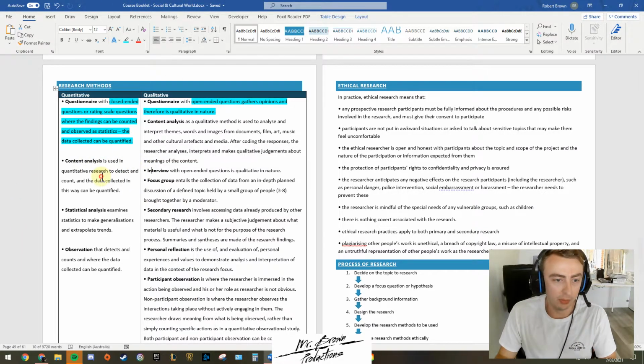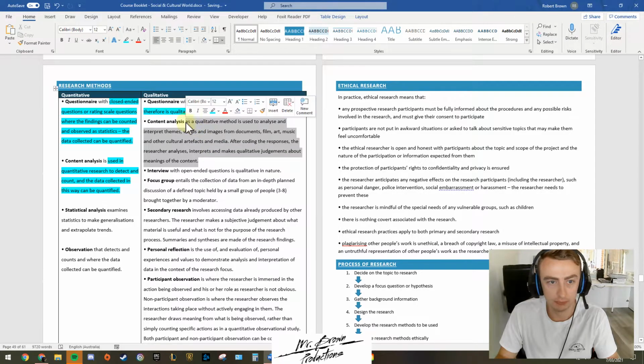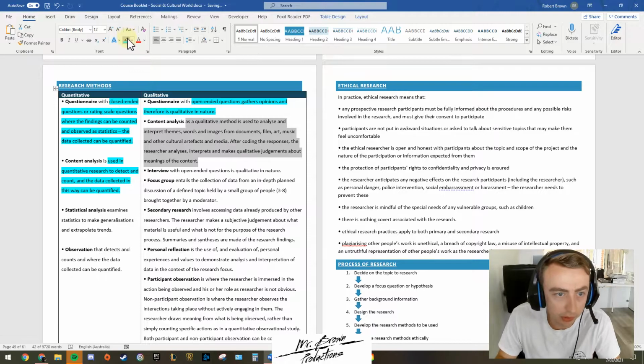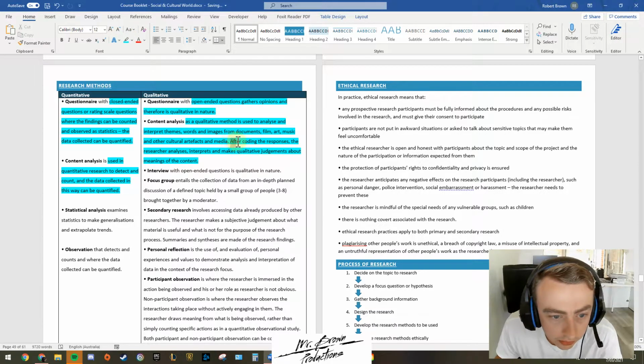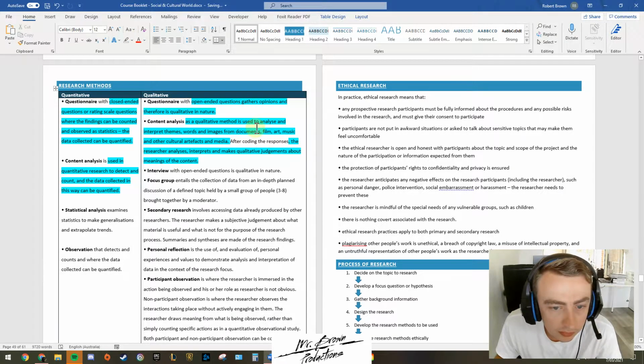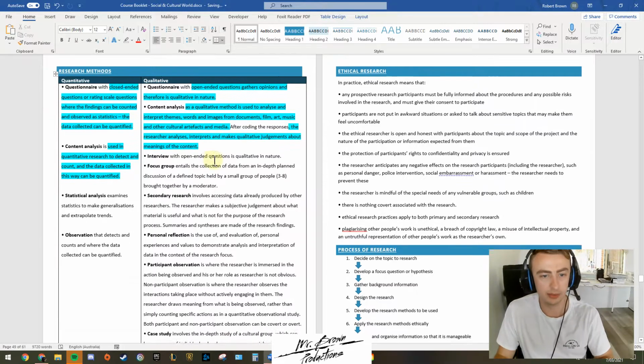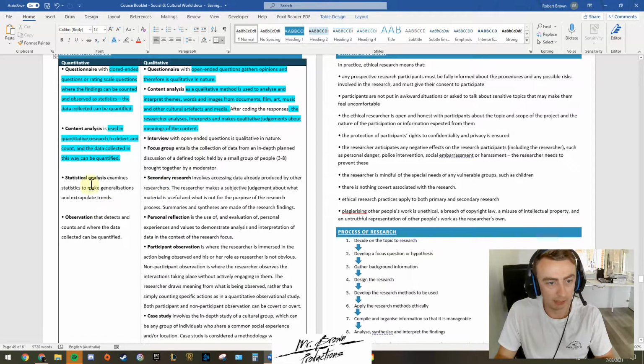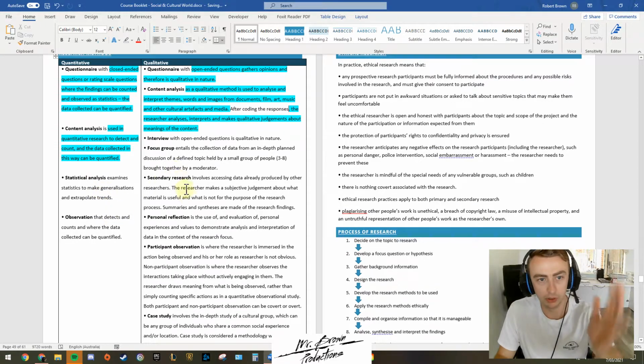So again, on the back of your card, write that as one dot point, and then write that as your other dot point. You probably don't need that little bit there. So you could probably write on the back of the card. Now we'll go through the rest of quantitative and then we'll go through the rest of qualitative.